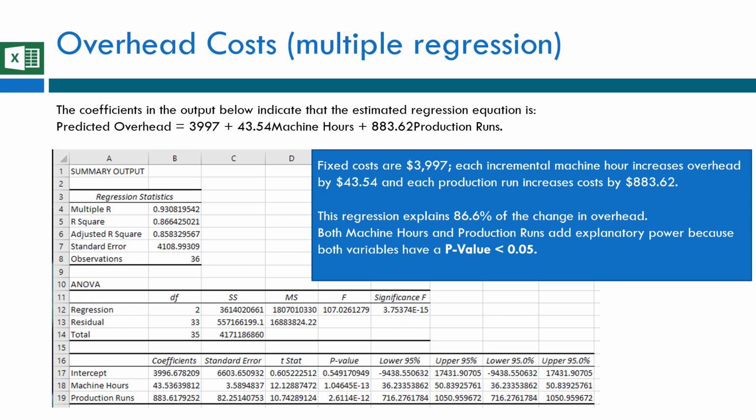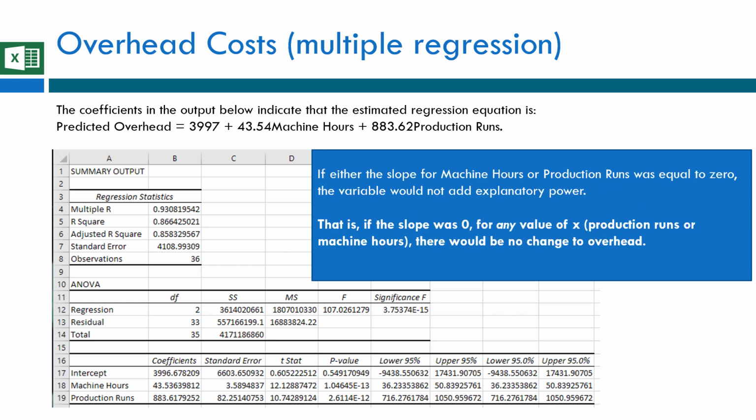To create an equation that would predict the amount of overhead, we're going to take $3,997, and to that we're going to add $43.54 per machine hour run, plus $883.62 times every production run. Now, if the slope for either machine hours or production runs were equal to 0, then that variable would not add explanatory power. That is, if the slope were 0, then for any value of x, for production runs or machine hours, there would be no change to overhead.